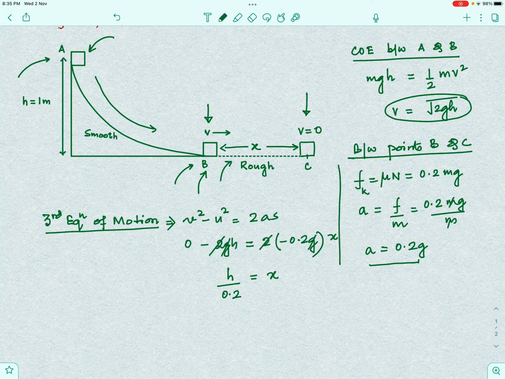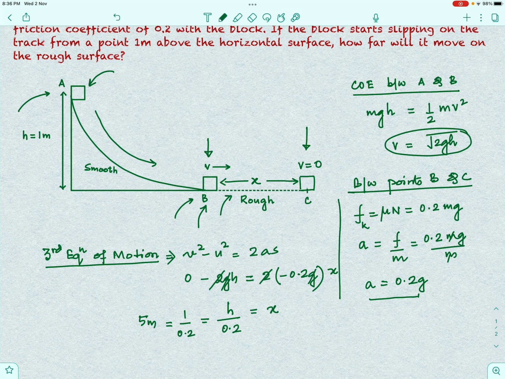It is basically h by mu. If you look at it, this 0.2 is the value of mu. So, we can just substitute the values of h, it is 1 by 0.2, which comes out to be 5 meters, which is our answer. See that we have done this question here in 3 steps.